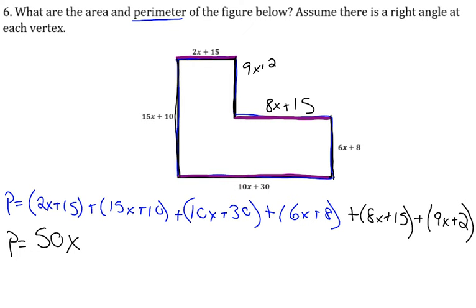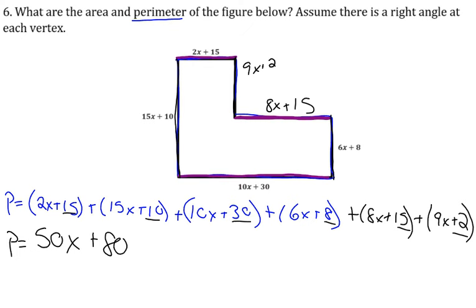And now we need to figure out what's the sum of those constants. Well, I have 15 plus 10 plus 30 plus 8 plus 15 plus 2. So 15 plus 15 is 30, plus another 30 is 60, plus another 10 is 70. 8 and 2 gives me another 10, so 70 plus 10 is 80. So the perimeter is 50x plus 80. Perimeter is the total distance around the figure.